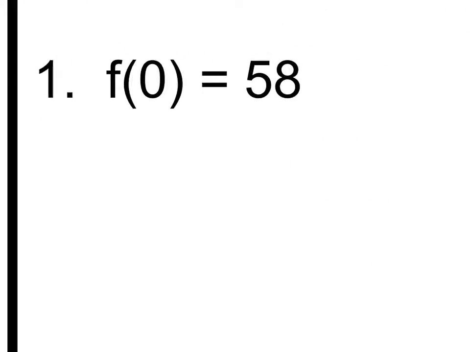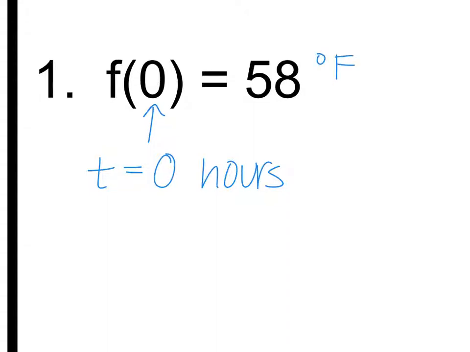So number 1. In this case, you have replaced t with 0. So t is now equal to 0 hours. That's what we've done. And 58 is degrees Fahrenheit. That's what's happening here. Because t stood for hours, you put in 0 hours.